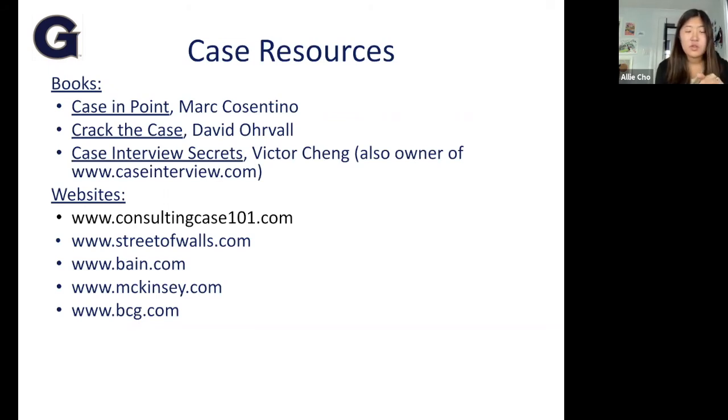And then I would take a look at some of these websites below. The first 2 have some example cases, and you can also Google a business school like Wharton casebook, and it'll come up online. You can download it and look at the cases in there. You can also look at cases from Bain, McKinsey, or BCG. They have some sample ones that might be helpful to practice with. But yeah, I think that's the end of the presentation.